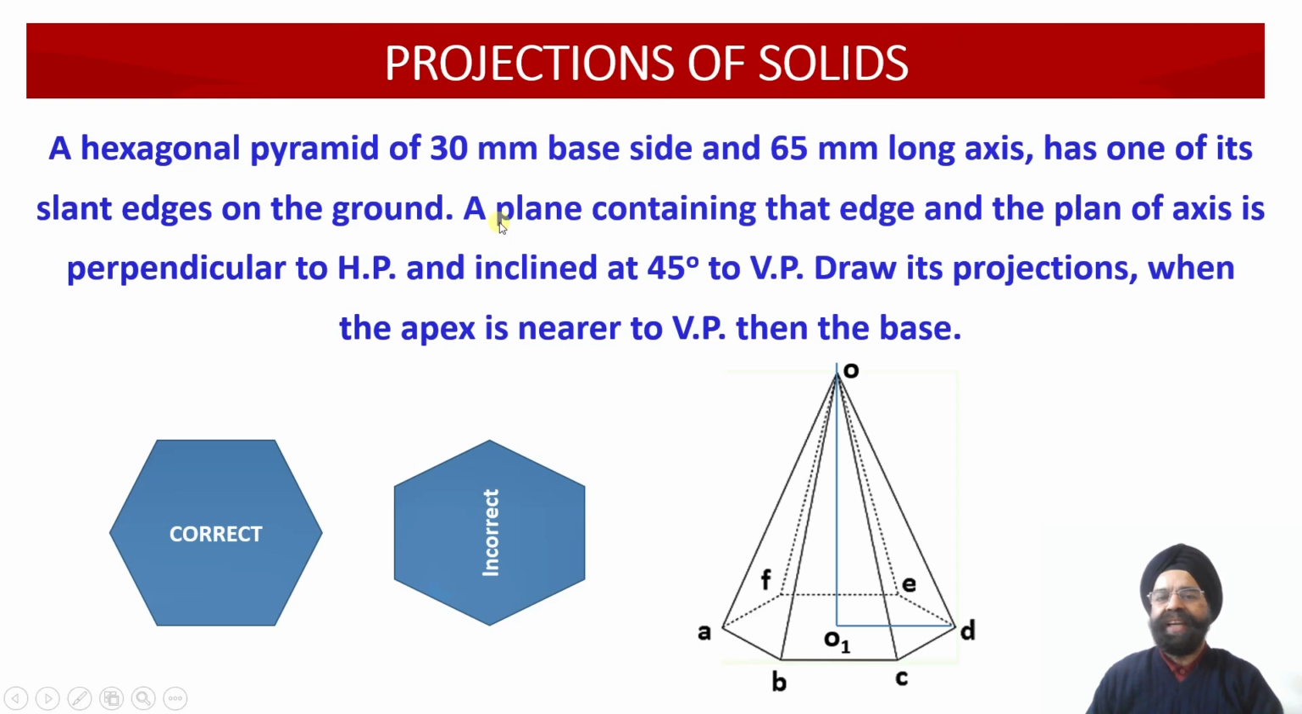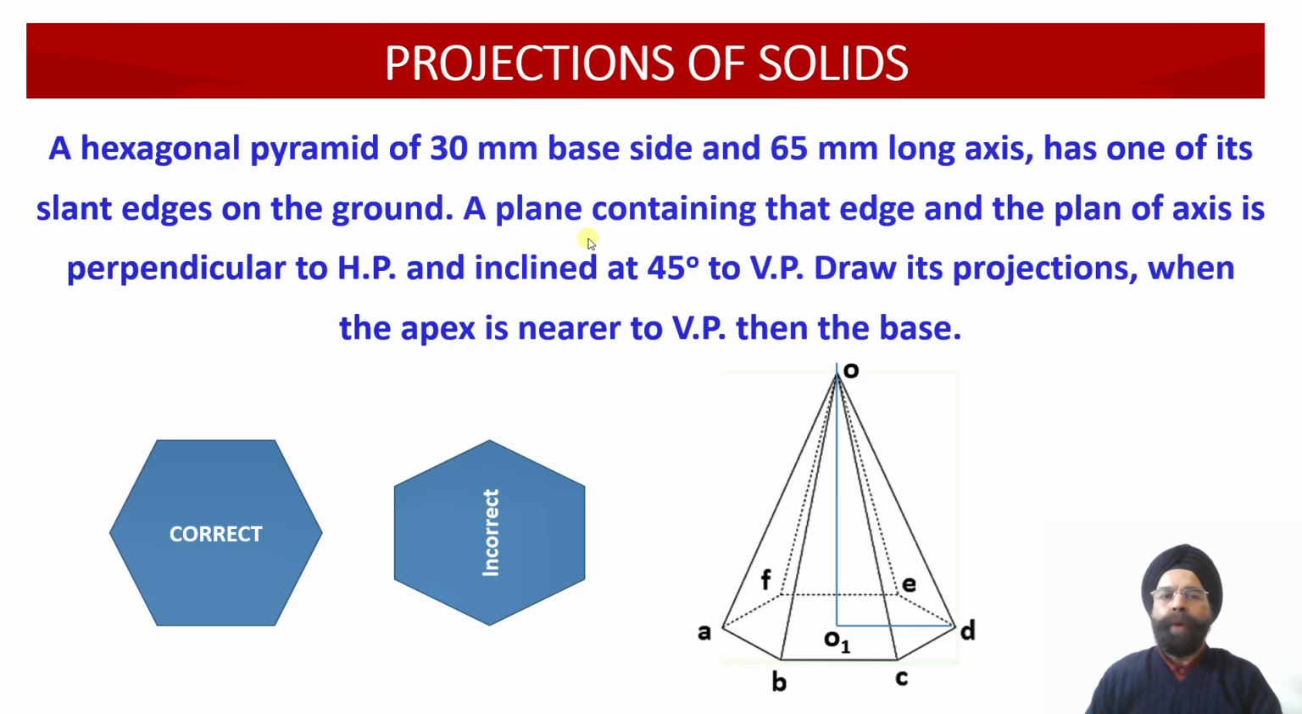Now in the second iteration, we have been provided with a situation that this slant edge which is contained by the horizontal plane, and the plan of the axis OO1, the plane containing these two edges, that is the edge OD and the plan of the axis, will be perpendicular to the horizontal plane, and this plane is further inclined at an angle of 45 degrees with respect to the vertical plane.